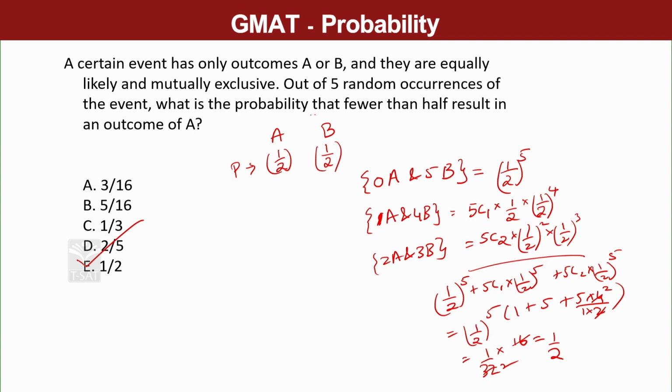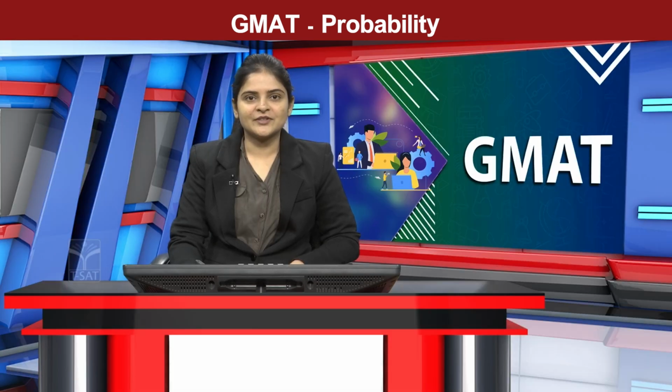They asked us to find the probability that fewer than half results in the outcome of A. So, it is 0 times A, or 1 time A, or 2 times A. It is fewer than half the results in outcome A. Let's look at more questions on this.